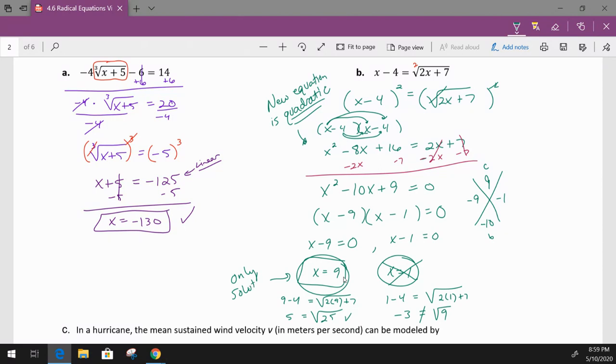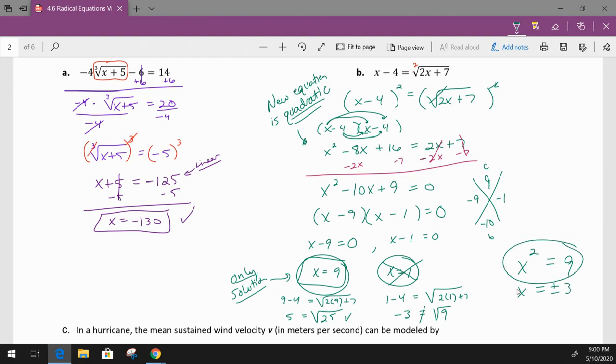So this is very different from quadratic equations that we had earlier. Because if you have something that says x squared originally is equal to 9, then x can equal positive or negative 3.